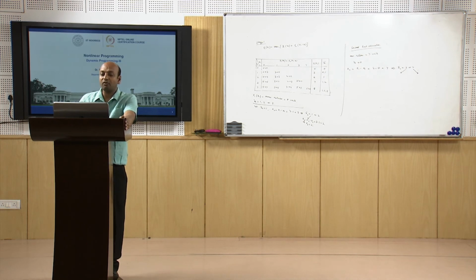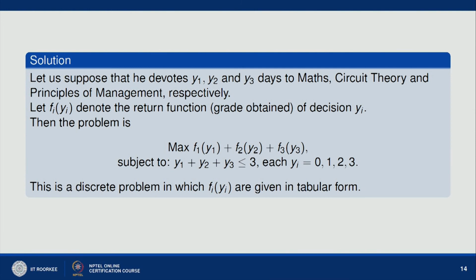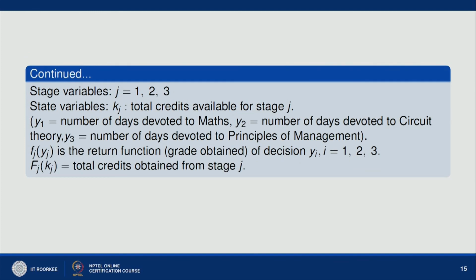We suppose that y1, y2 and y3 are the days devoted to mathematics, circuit theory and principal management. Let fi(yi) denote the return function corresponding to decision variable yi. So, the problem will be maximizing f1(y1) plus f2(y2) plus f3(y3) subject to y1 plus y2 plus y3 less than or equal to 3, where yi may be 0, 1, 2 or 3. So, the stage variable here is j, which is 1, 2 or 3.